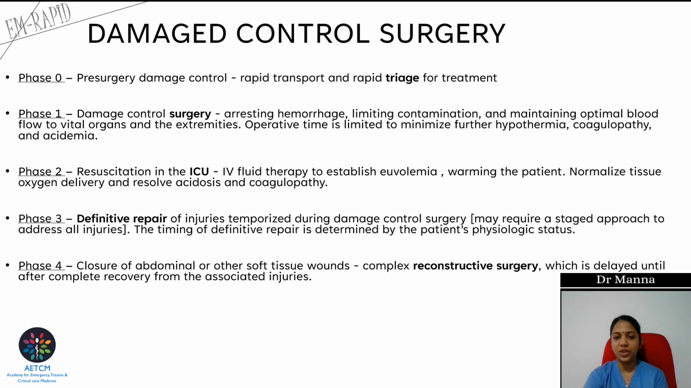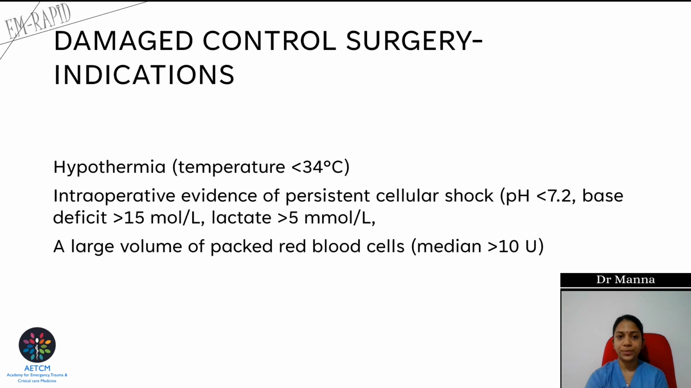of the injuries. This can be done as a staged approach because the patient might be having different injuries or bone fractures. By doing a staged approach, we can do a definitive repair of the injuries and make sure that this patient is coming back to the normal physiological status. And in the last phase, we can do the closure of the abdominal wounds or any other soft tissue wounds, and any other reconstructive surgeries if required. We can do it in phase 4.